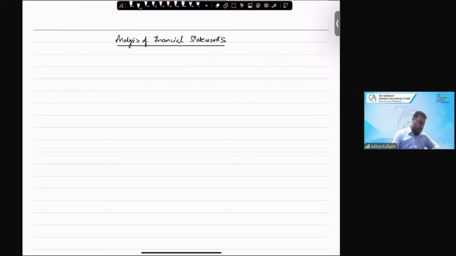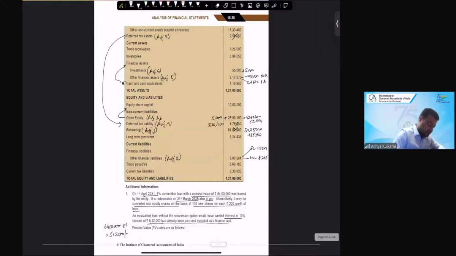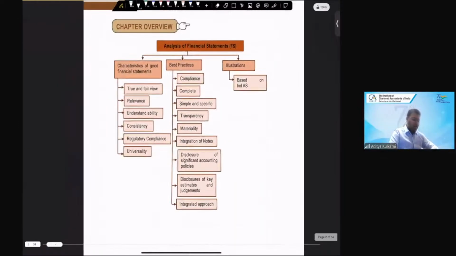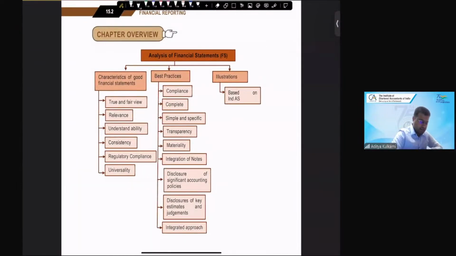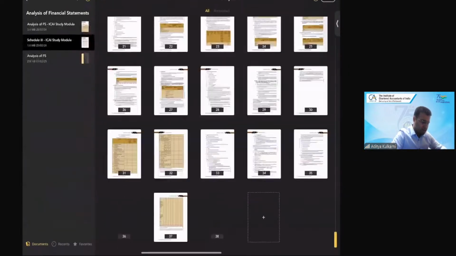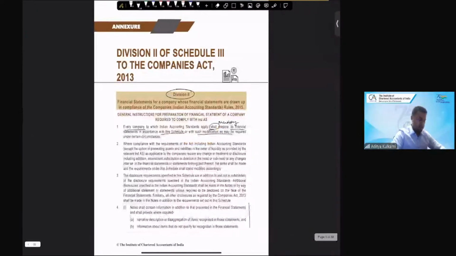So with that, let us look at what we have in this particular standard. We would be going through the features or characteristics of good financial statements. What are the best practices in the presentation of notes, accounting policies, disclosures, etc. And we shall look at some of the illustrations that are there. So today and tomorrow we will be running through this. And additionally, we have Schedule 3 to the Companies Act 2013. That is basically Division 2, which deals with the preparation of the financial statements for a company to whom Ind AS is applicable.